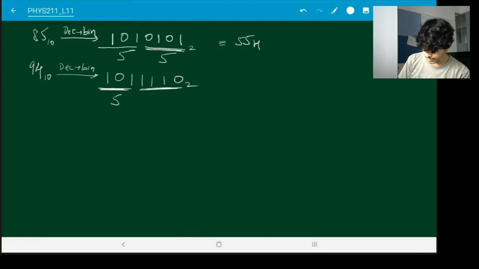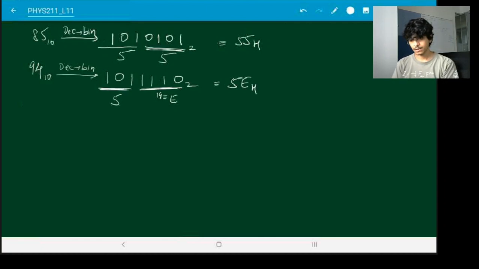These 4 bits over here, 1110. This is 14. But 14 you write as E. So this is 5E in hex. So if you write down any number and divide it into, what are they called? They're called nibbles. 4 bits is called a nibble. So if you take them nibble by nibble from the right hand side, then each of them gives you 1 hex digit. So that's one way of converting from decimal to hexadecimal.